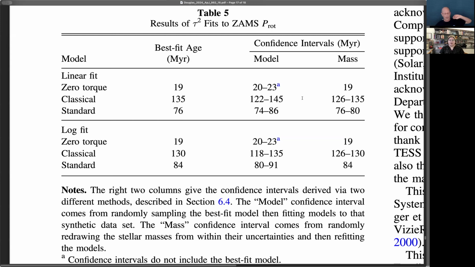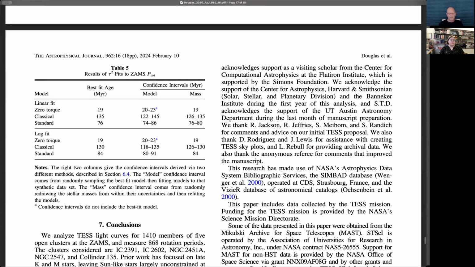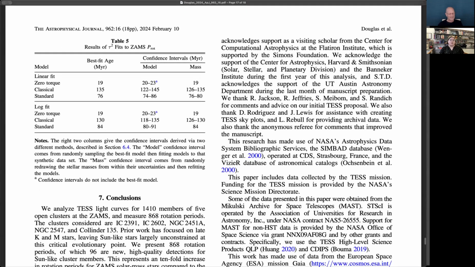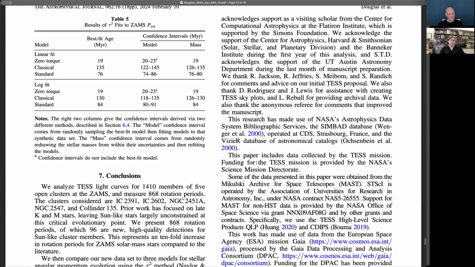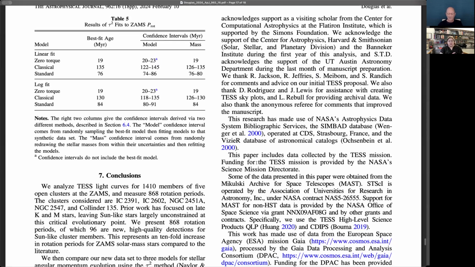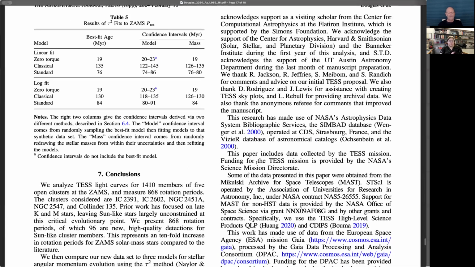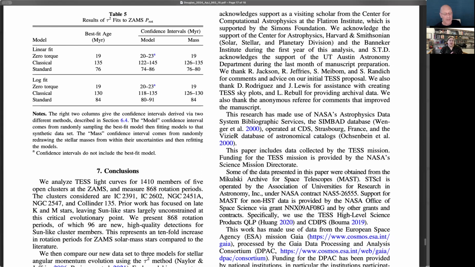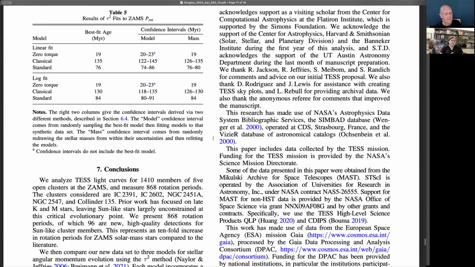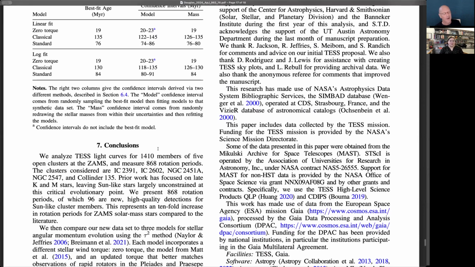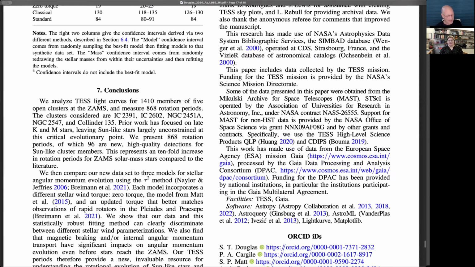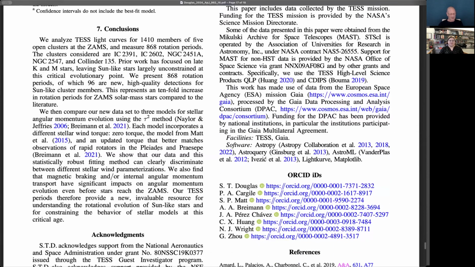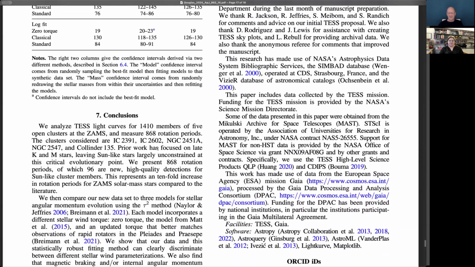And so that's pretty much where we are. We've got this great new data set that we hope other theorists will use to calibrate their models at this young age. And we've shown that this tau squared method can be used to distinguish between different stellar wind torque prescriptions, and that our models are improving, even if we aren't quite there. That's right. Progress. Very cool. Very, very nice.